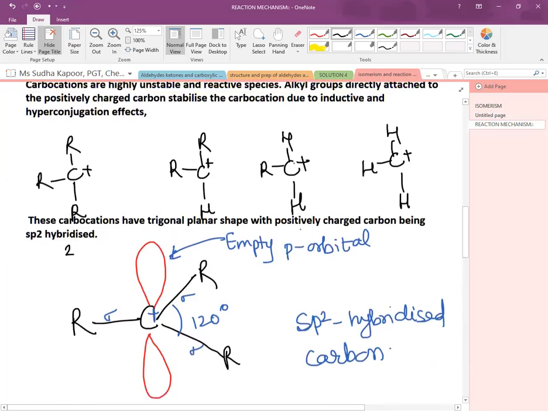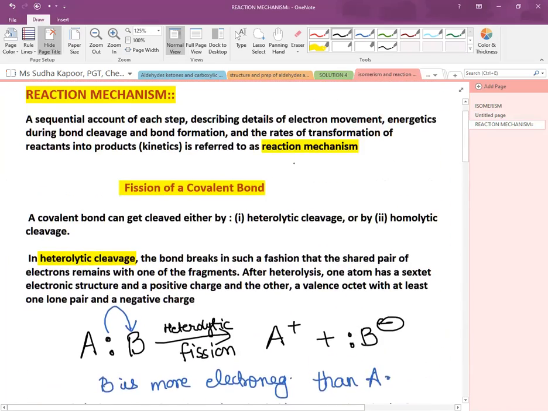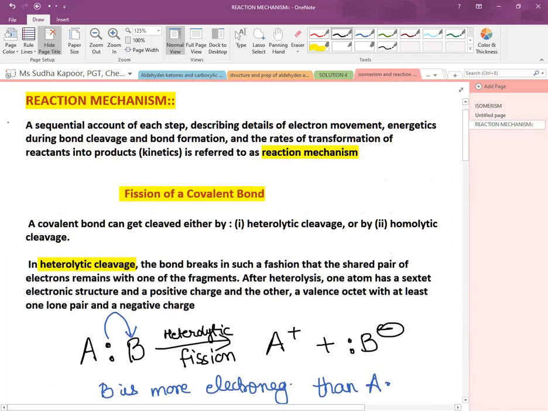In the reaction mechanism, what we come to study is a sequence of steps which helps us in describing how the electrons are moving, what the energy changes are that are taking place, how the bond is cleaved, how new bonds are formed, and the rate of reaction. When we come to know each and every detail of the reaction, it is known as the reaction mechanism.